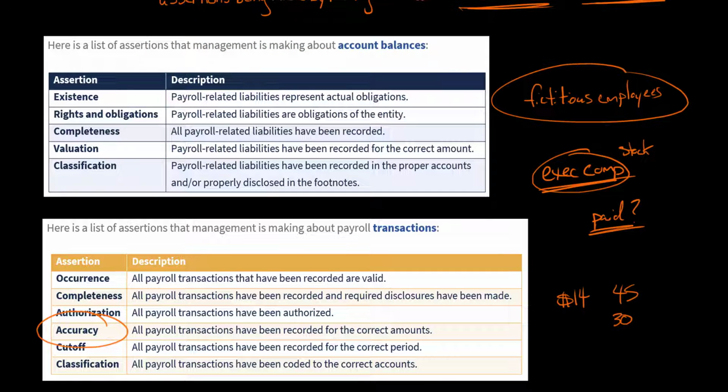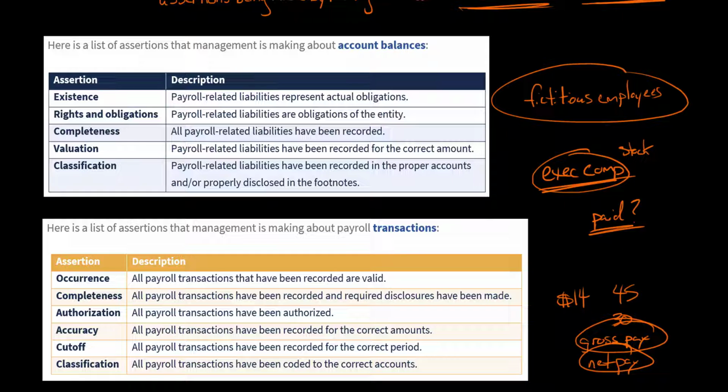When it comes to accuracy and valuation, we're thinking about things like gross pay and net pay, and have they been correctly calculated? Remember, gross pay is the pay before any payroll deductions. After you take out the payroll deductions, then we've got the net pay. And we want to make sure, of course, that all payroll deductions have been properly authorized, and that's something that management is asserting. In terms of cutoff, we want to make sure all the transactions were recorded in the proper period.